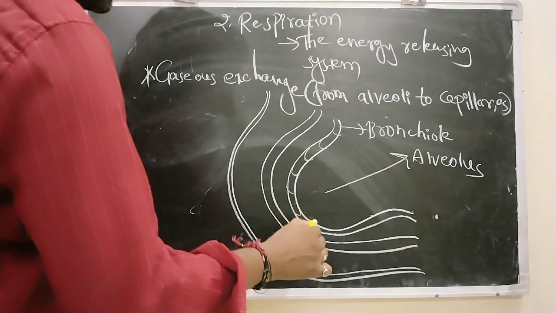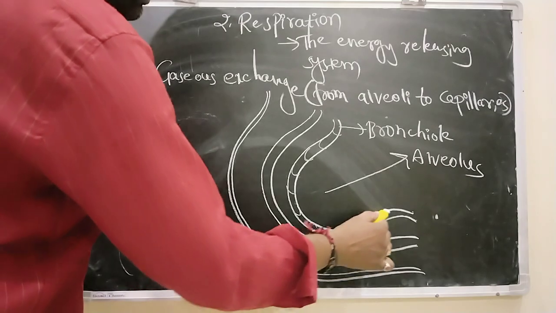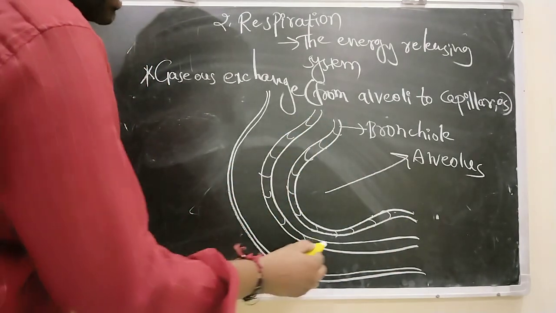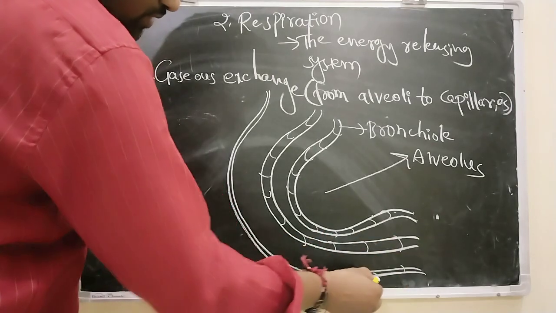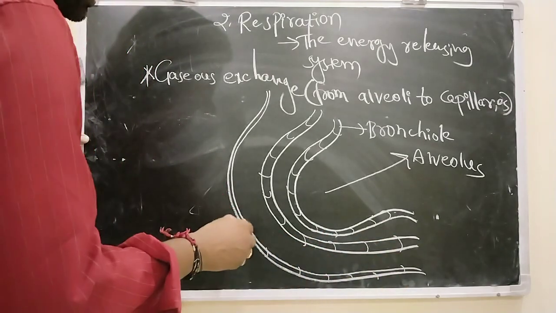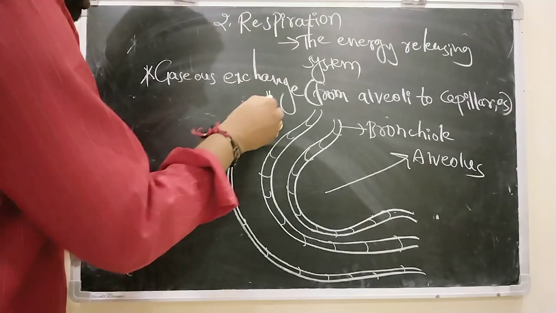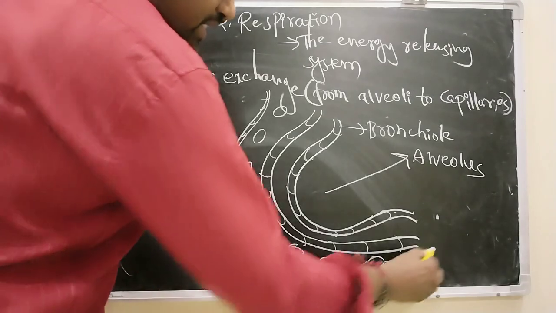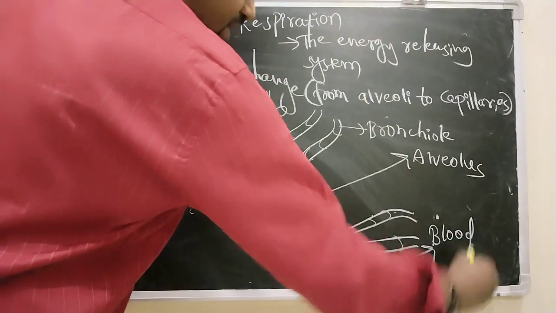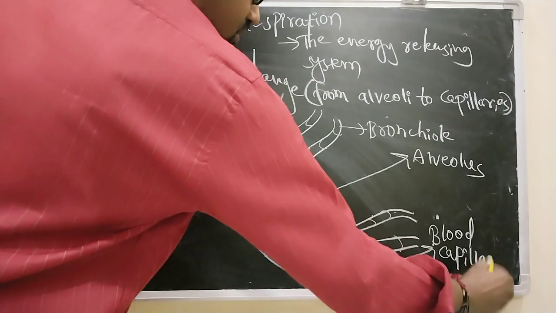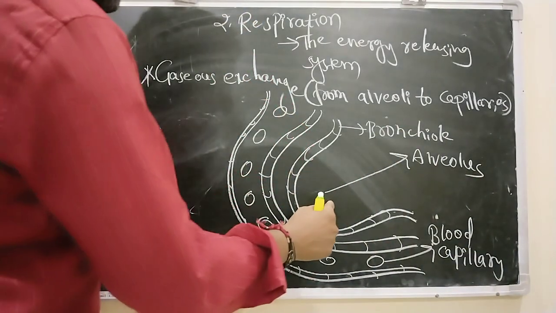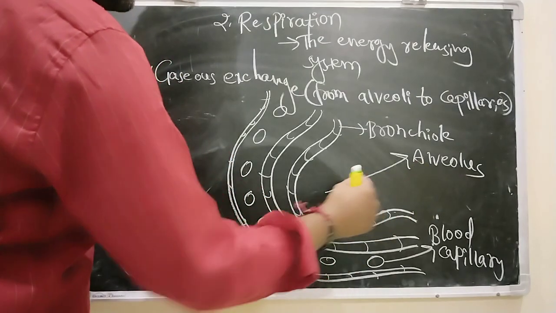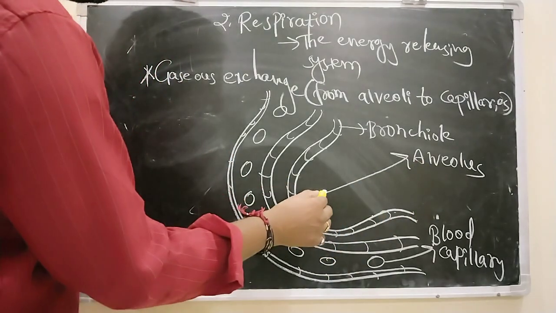Alveolus is one cell thickness, and this blood capillary is also one cell thickness, and whatever the cells which are surrounding, this is the blood capillary. Here what will happen? So what is the pathway? Nose, nostrils, nasal cavity, pharynx, larynx, trachea, bronchus, bronchioles, alveolus. So now the air reaches here.